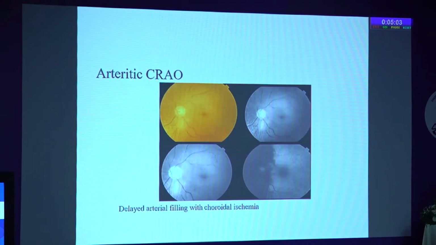So far as arteritic CRAO is concerned, there is a very important difference between these two, because arteritic CRAO is really a systemic emergency too, and you can see a delayed arterial filling with choroidal ischemia that differentiates it from the non-arteritic CRAO.